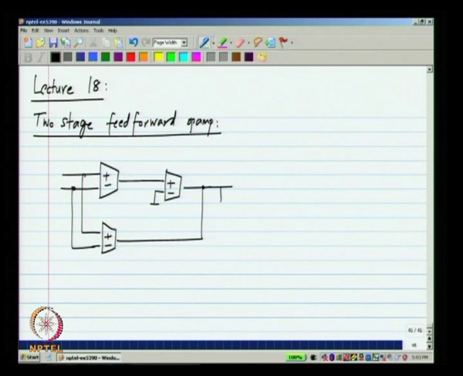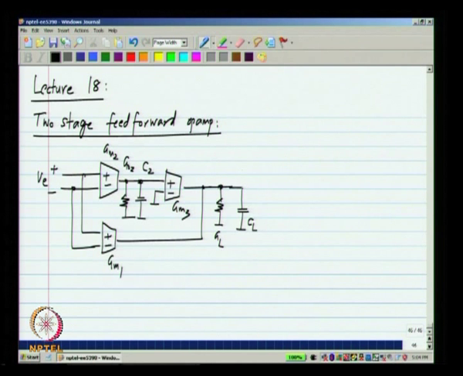I will assume that there is a load conductance GL and CL. This is the model we have been using. GL absorbs the output conductance of these transconductors as well, and there is a GO2 here and a C2. This is the input to the op amp and this is the output of the op amp.